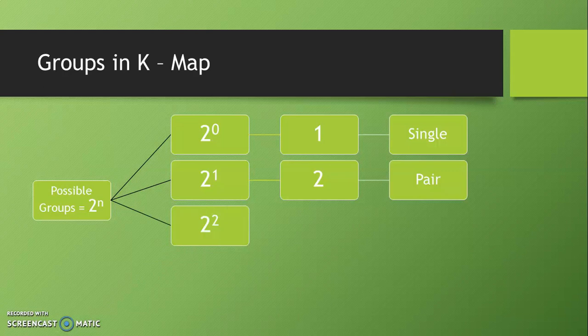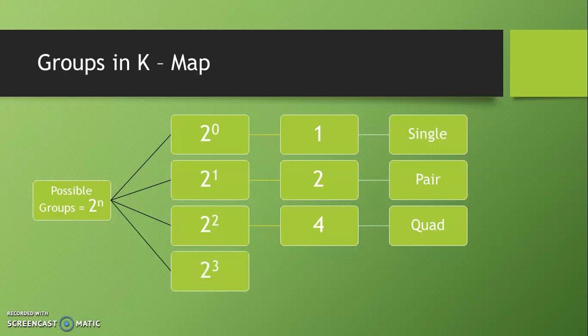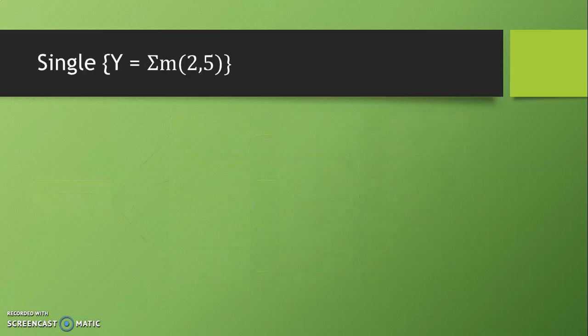2 raised to power 2 comes to 4 and it is known as a quad. We can make a group of 4 minterms. 2 raised to power 3 is equal to 8. We can also make a group of 8 minterms and it is known as an octet. We'll see an example of each individual group and then the picture will be very clear to you.